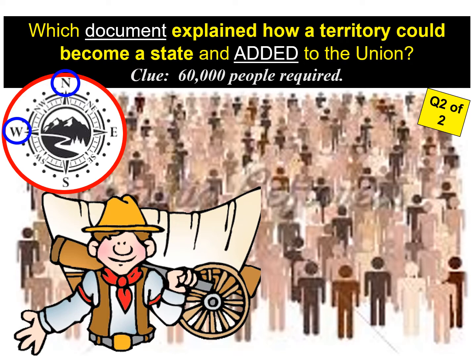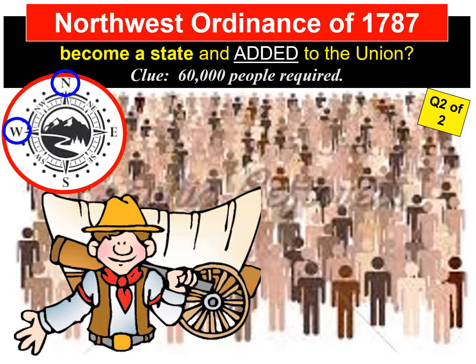Well, this document that explained the way to become a state in an orderly manner was called the Northwest Ordinance, and that was done in 1787. All right, so now I want to move forward. Remember, you're supposed to be keeping California in your mind, and you're supposed to be keeping the Northwest Ordinance in your mind.